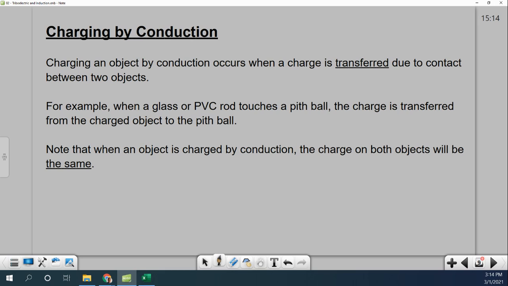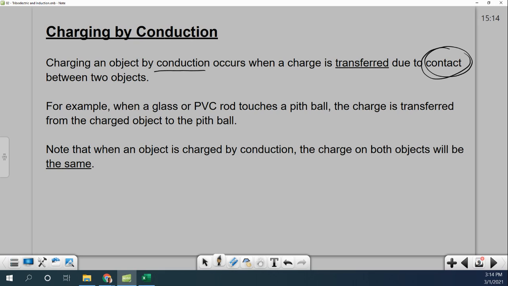So let's talk about charging now. We can rub stuff, right? That's how we get some things charged. How do I move that charge around? How can I use it to charge other things? Well, there's two ways. The first is charging by conduction. Charging an object by conduction happens when charges are transferred due to contact. When you touch, things jump.